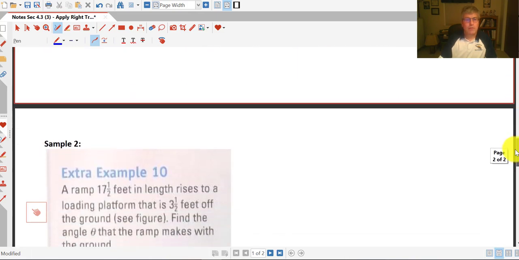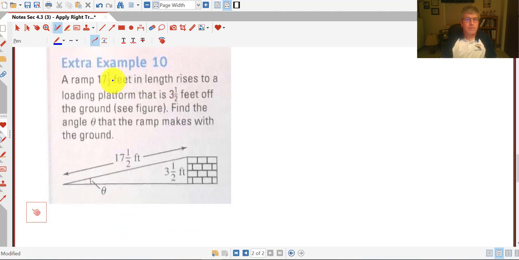We'll do another sample problem here. A ramp 17.5 feet in length rises to a loading platform that's 3.5 feet off the ground. Find the angle theta that the ramp makes with the ground. So we actually do want to find an angle of elevation here. So this is going to be a little bit different. We want to find the angle. That's what we don't have.